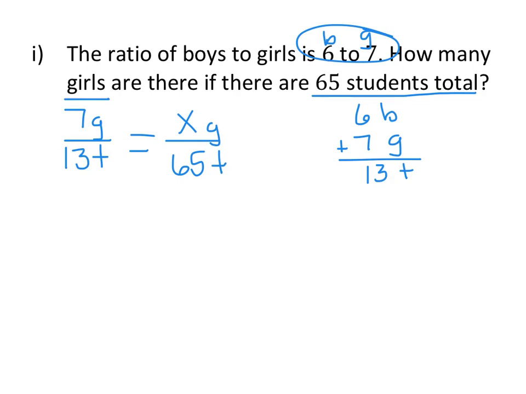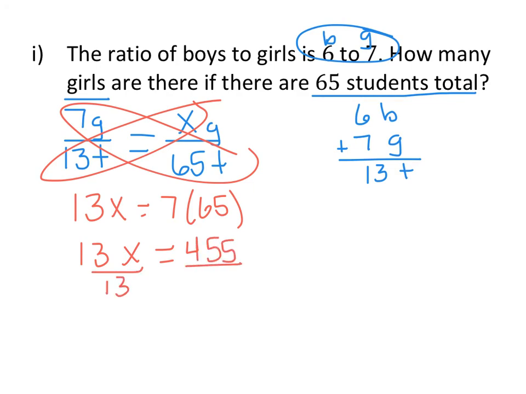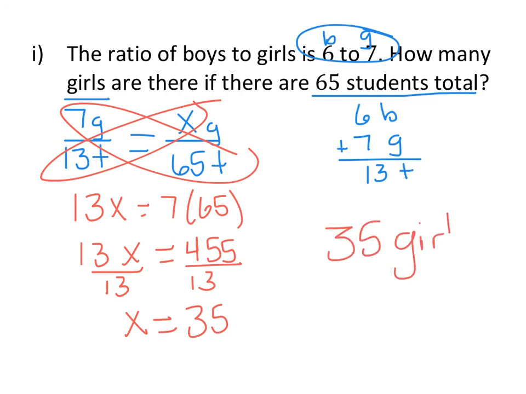So from here, I'm going to cross multiply. 13 times x equals 7 times 65. So 13x equals 7 times 65, which is 455. Divide by 13. X equals 35. So there are 35 girls. Try the rest on your own.